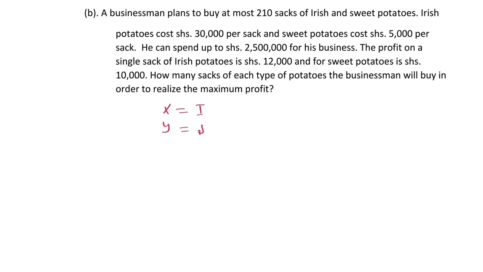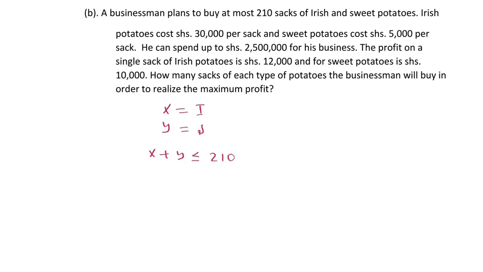We have been told that a man plans to buy at most 210 sacks, meaning the sum of the sacks of Irish and sweet potatoes must be less than or equal to 210. Then our inequality is going to be x plus y is less than or equal to 210.